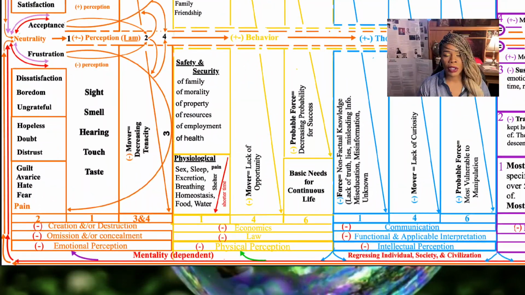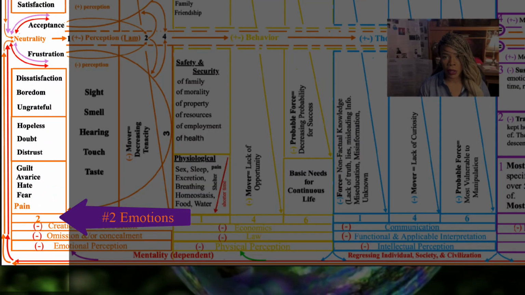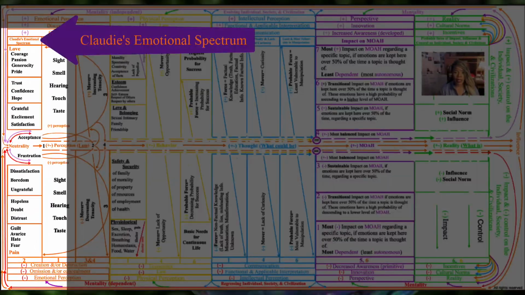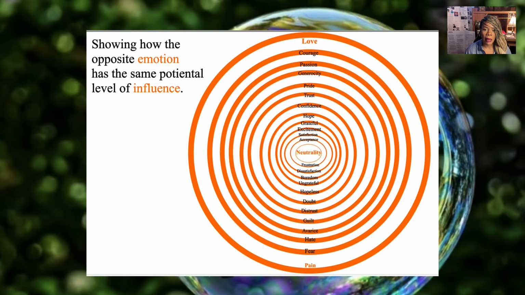The emotions are shown as number 2 and labeled Claudie's emotional spectrum, and this is the next step to determining an MOAH, emotional range, and probable force. But first, here's a visual to better understand how the emotions work. Each emotion has an opposite emotion that can stimulate equal levels of influence. Within these circles are the emotions that are between the two polar opposite emotions. They are opposite but on the same circle because one cannot exist without the other. How can we distinguish love without the existence of pain? And how can we distinguish courage without the existence of fear?